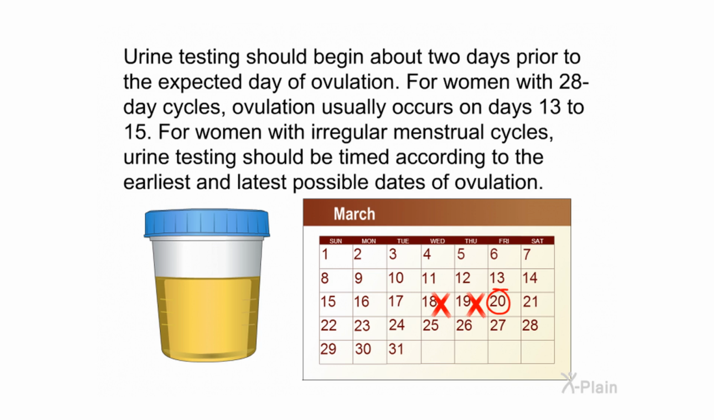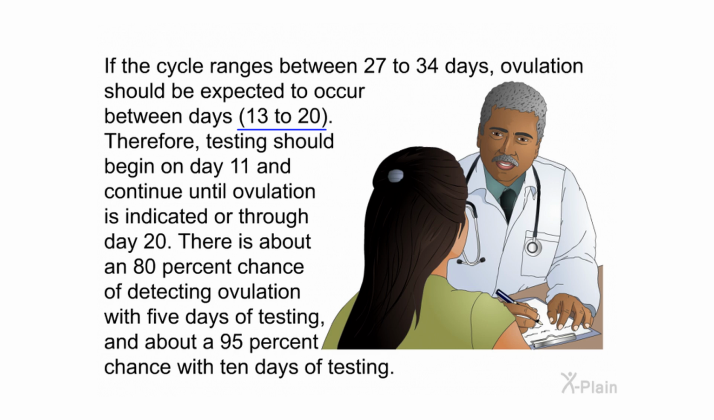For women with irregular menstrual cycles, urine testing should be timed according to the earliest and latest possible dates of ovulation. If the cycle ranges between 27 to 34 days, ovulation should be expected to occur between days 13 to 20. Therefore, testing should begin on day 11 and continue until ovulation is indicated, or through day 20. There is about an 80% chance of detecting ovulation with 5 days of testing, and about a 95% chance with 10 days of testing.